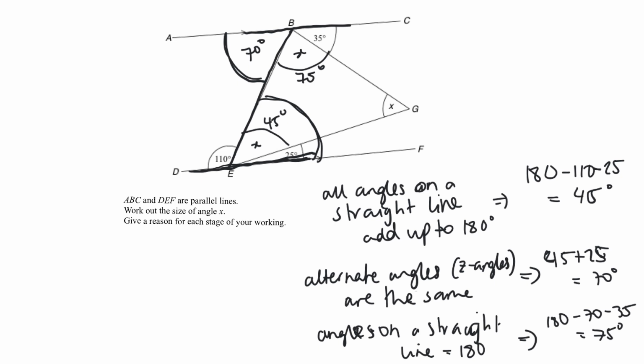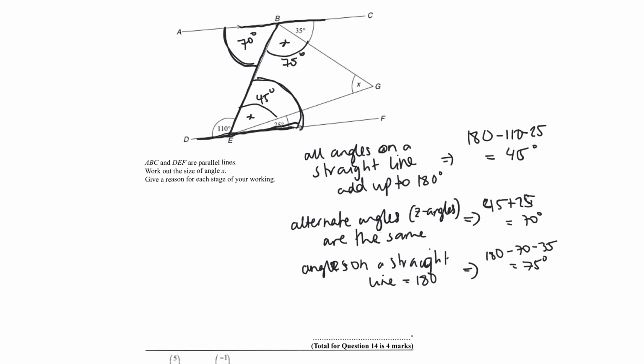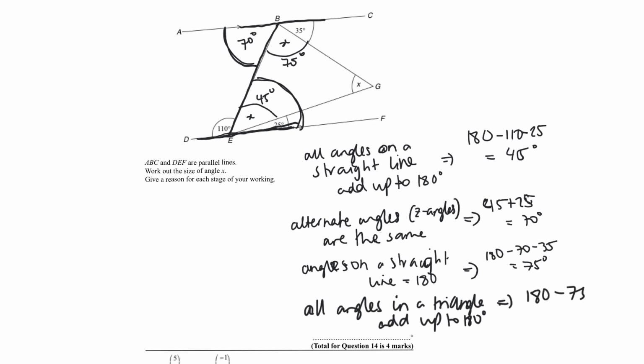To work out what x is, all angles in a triangle add up to 180 degrees. And so 180 minus the 75 in the triangle minus the 45 in the triangle would leave you with an answer of 60 degrees. So we know that x is 60 degrees.